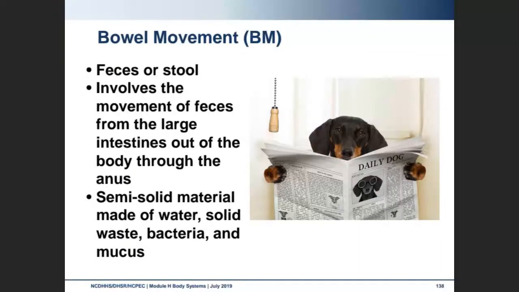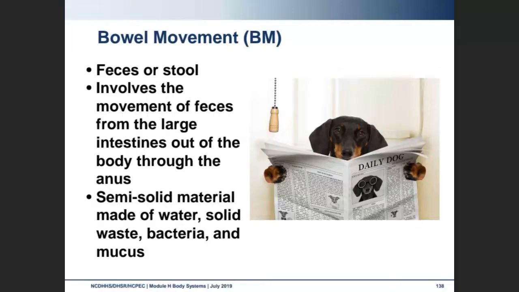You may see abbreviated in charting a BM, which stands for bowel movement. A bowel movement is simply the passage of stool or bowel elimination. You may hear it called defecation. It involves the movement of the feces from the large intestines and out the body. A normal bowel movement should be semi-solid material. It is made of water, solid waste, bacteria, and mucus.